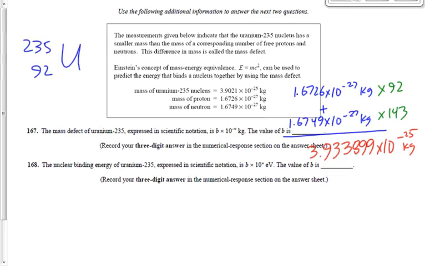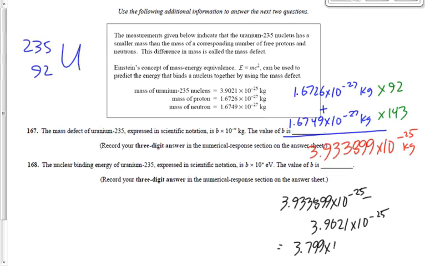So we're going to say 3.933899 times 10 to the minus 25, subtract 3.9021 times 10 to the minus 25. And what does that equal? That's really what we're looking for here, right? Joseph, you got that? 3.799 times 10 to the minus 27. We're looking for just the base here to 3 digits, because they tell me 3 digits here, right? So we'd express that as 3.80, right? Yep.